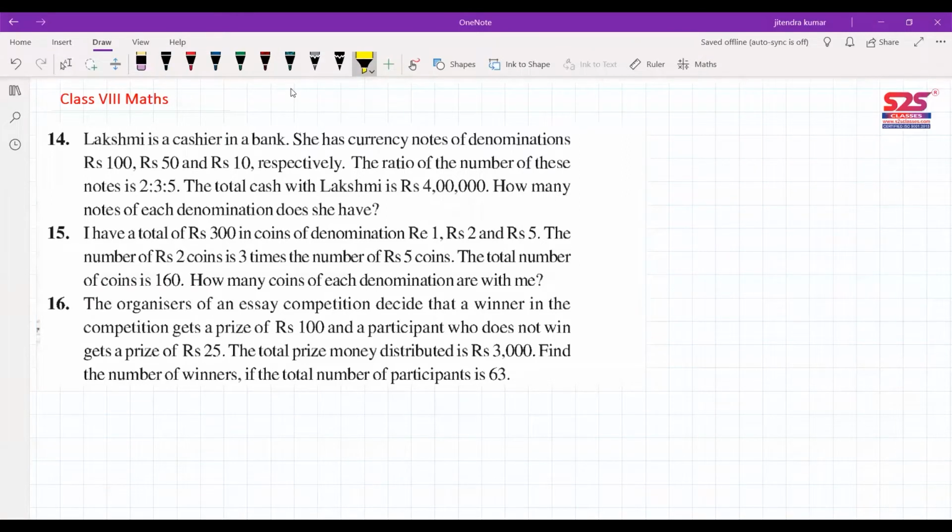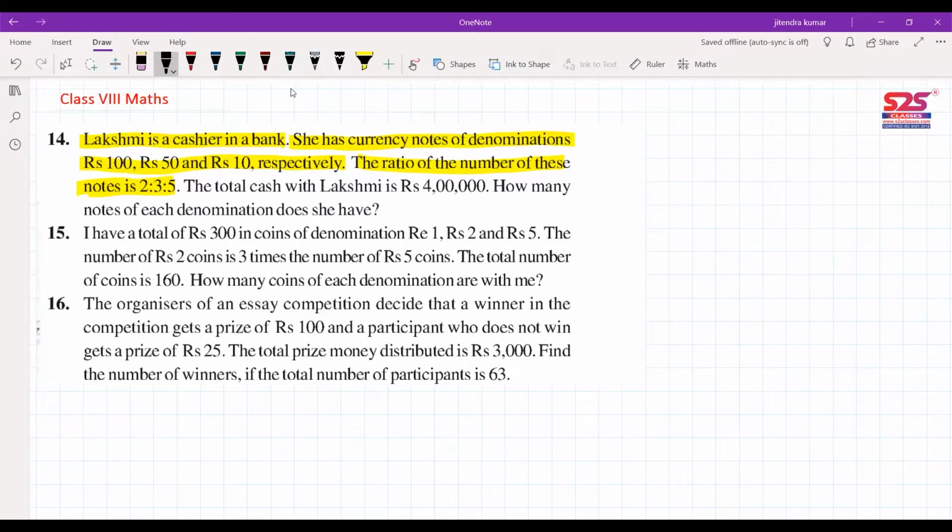Question number 14 says that Lakshmi is a cashier in a bank. She has currency notes of denominations rupees 100, 50, and 10 respectively. So she has three types of notes here: 100, 50, and 10. Then it says that the ratio of the number of these notes is 2 is to 3 is to 5. So again here it is in ratio.